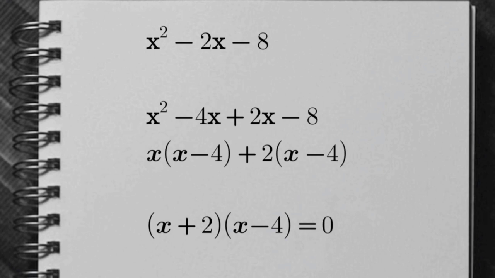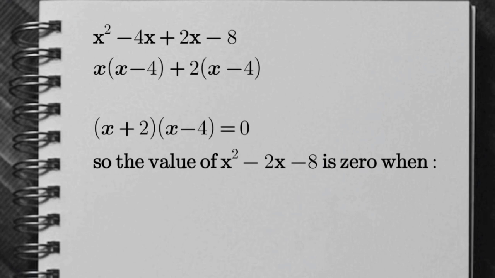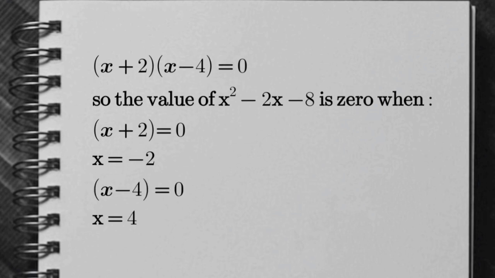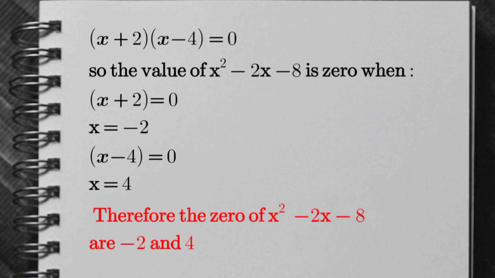So the value of x squared minus 2x minus 8 is 0 when x plus 2 is equal to 0 and x minus 4 is equal to 0. So we can say the first value of x here is equal to minus 2 and the second value of x here is equal to positive 4. So therefore, the zeros of x squared minus 2x minus 8 are minus 2 and 4.